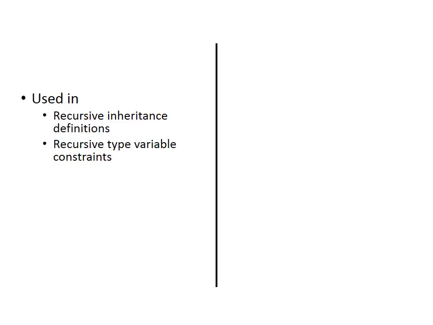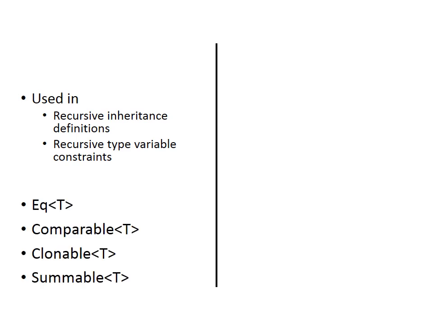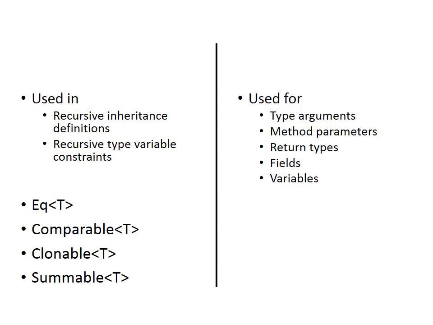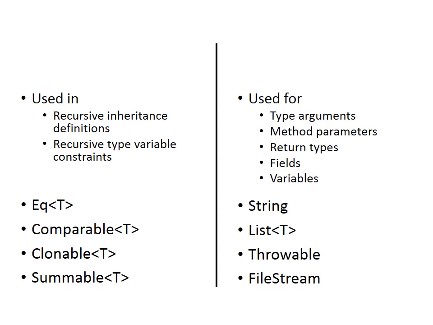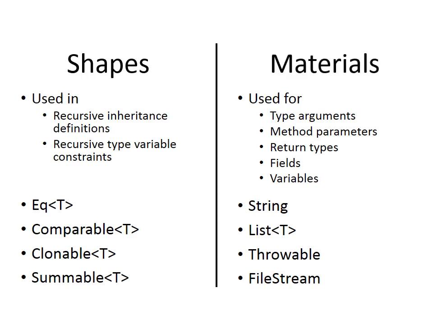So it seems that we have a split here. On the one hand, we have types that are used in recursive inheritance definitions and for recursive type variable constraints. Those are your types like EQ, comparable, clonable, or summable. On the other hand, we have all the other types that are used for type arguments, method parameters, return types, fields, variables. And those are your standard types like string, list, throwable, file streams. And we gave those categories names. We call the first category shapes because they describe the higher level shapes of other types. And we call the second category materials because they are the types that are actually passed around in the program.